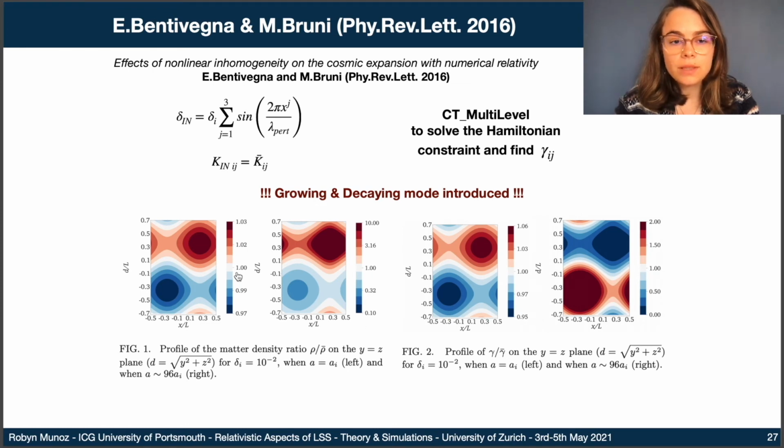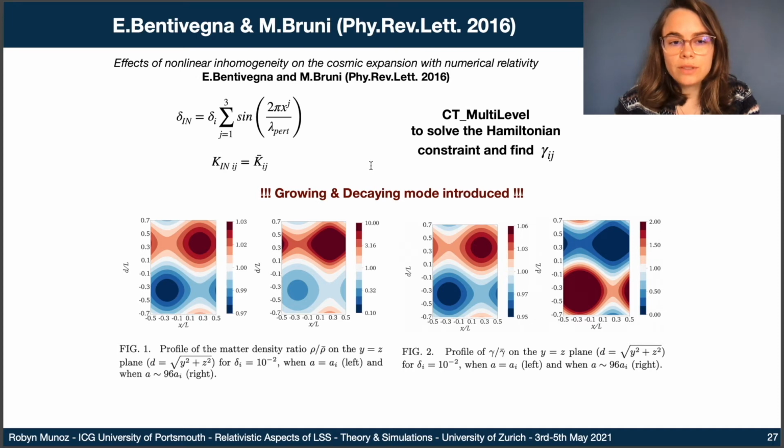E. Bentivegna and my supervisor M. Bruni previously ran simulations of a similar setup with a different initial approach. They defined the density contrast as a three-dimensional sinusoidal, and then set the extrinsic curvature as constant, corresponding to that of the background. Then to get gamma, they used an elliptic solver that Eloisa wrote. It's called CT multilevel, that works with Einstein Toolkit.